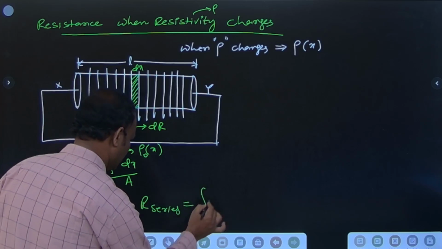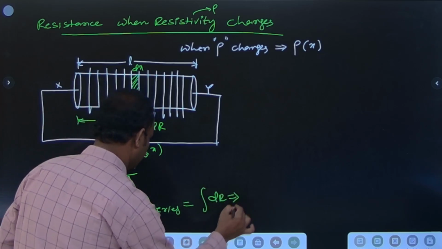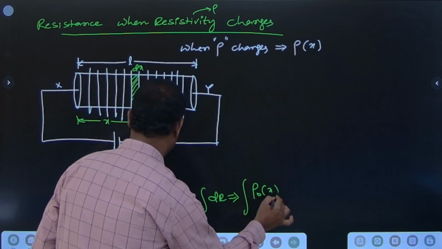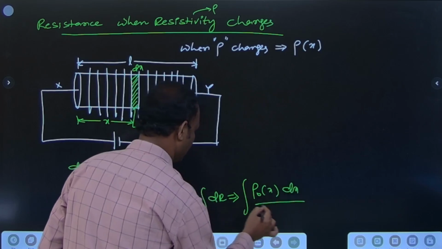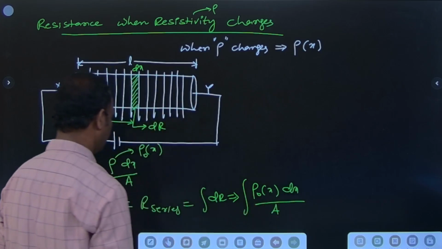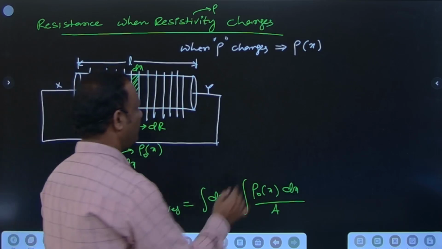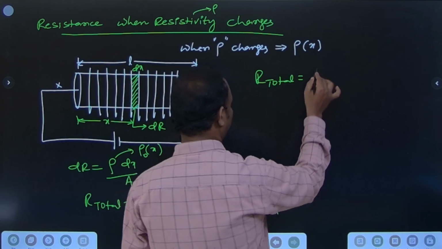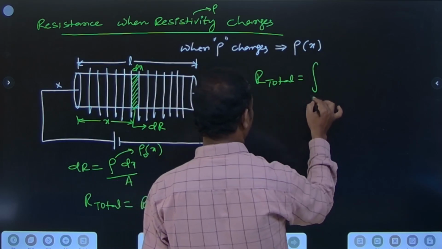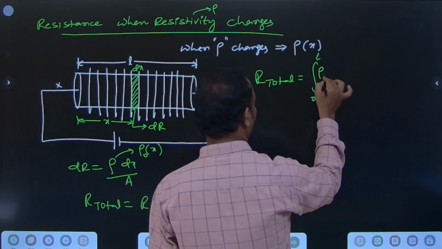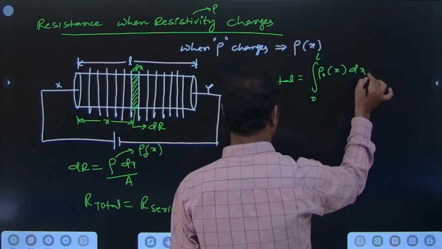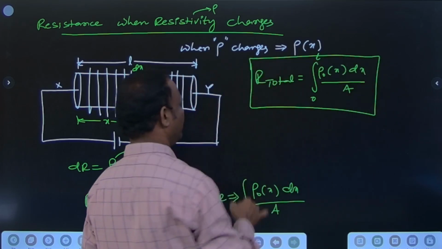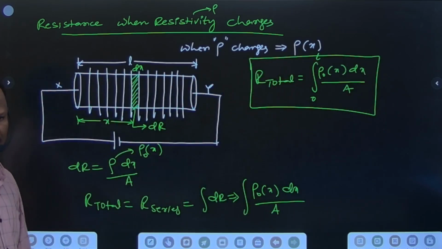So R total is the integration over dR, which is the integration over rho naught of x into dx by A, where A is the cross sectional area. So R total is the integration from 0 to L of rho naught of x dx by A. This is the answer when rho is changing with respect to length.